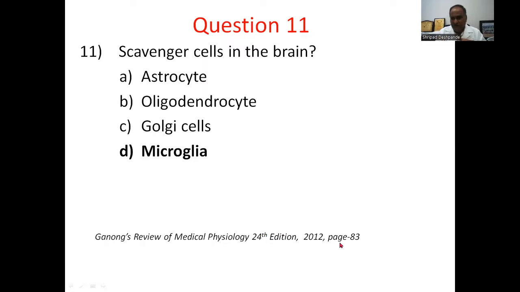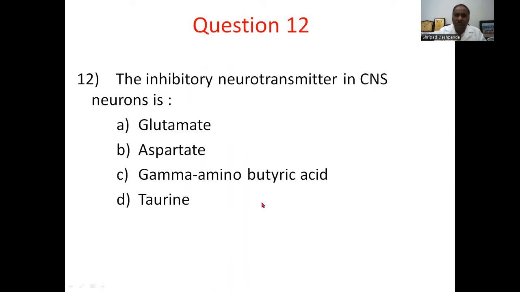I have referenced here page 83. You can find it in Ganong's Review of Medical Physiology. Now moving on to question number 12. The inhibitory neurotransmitter in central nervous system neurons is, a very simple, straightforward question. Option A is glutamate.